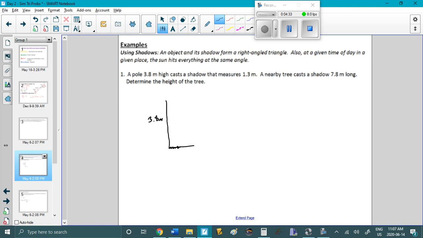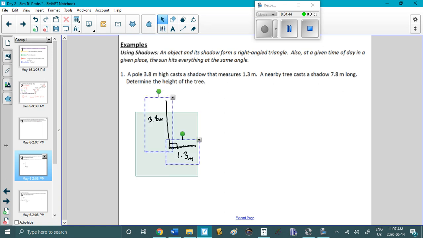Okay, so this is the shadow. I'll just draw it like that so you know it's a shadow, and it's 1.3 meters. Now, first of all, we know this is a right angle. So let's do that for now. A nearby tree casts a shadow that's 7.8 meters long.